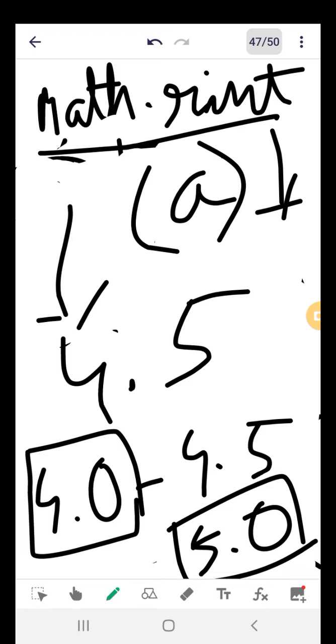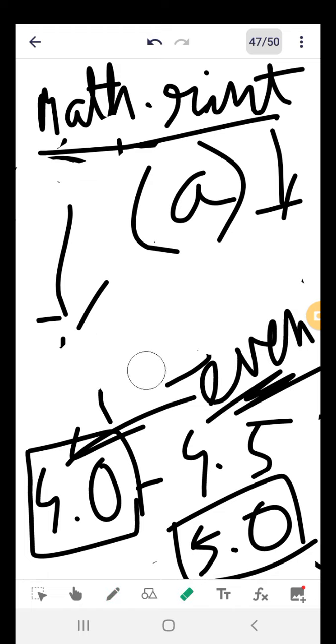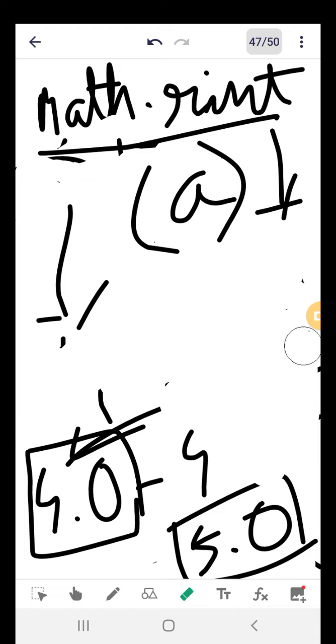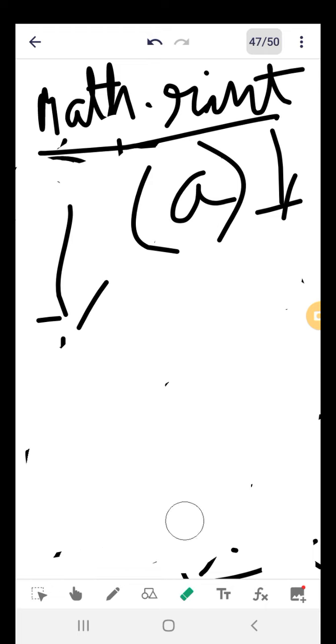Why will it be 4.0? Because 4.0 is an even number. Yes, this is the difference. See, this is the difference.